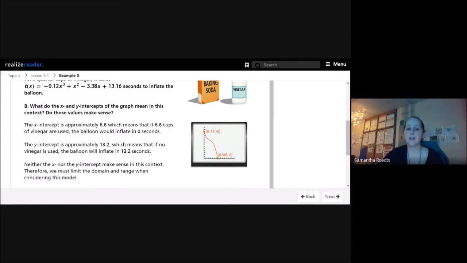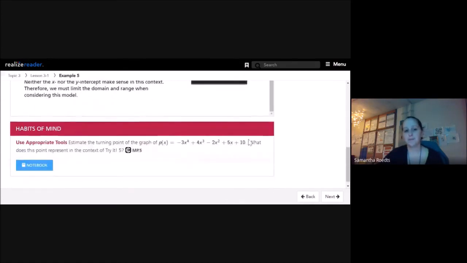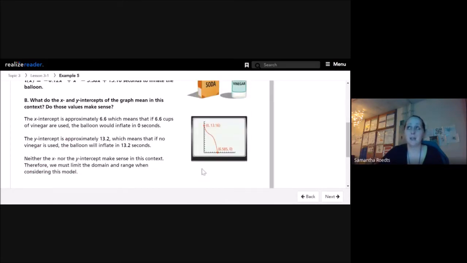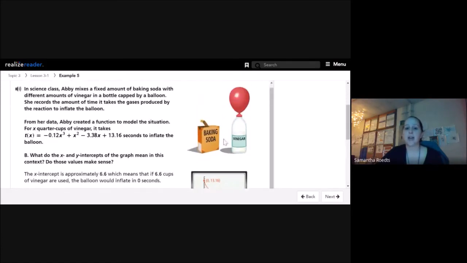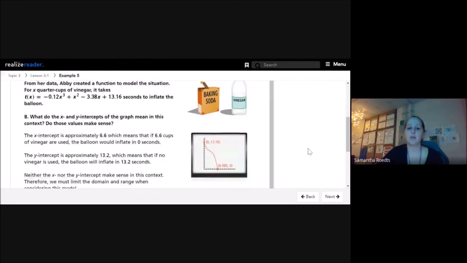Therefore, we must limit the domain and range when considering this model. Because if you don't put any vinegar in at all, the balloon probably won't inflate, because it's actually the chemical reaction between the baking soda and the vinegar that causes the balloon to inflate.